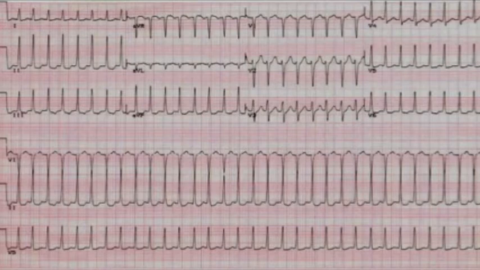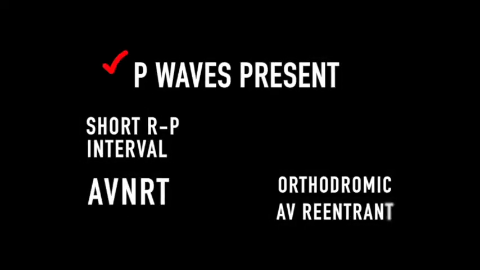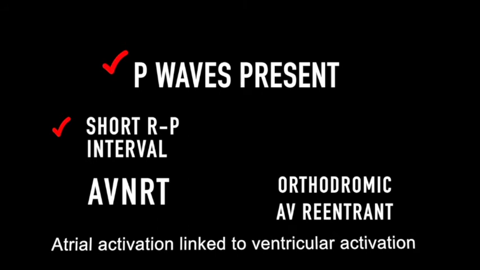The result is the P wave occurs at the same time as the ventricle is being depolarized, and so the resultant P wave is buried within the QRS complex and is not visible. If the P waves are clearly seen, then I look to see what the RP interval duration is. A shortened RP interval suggests that atrial activation is closely linked to ventricular activation and likely coming from the ventricle.